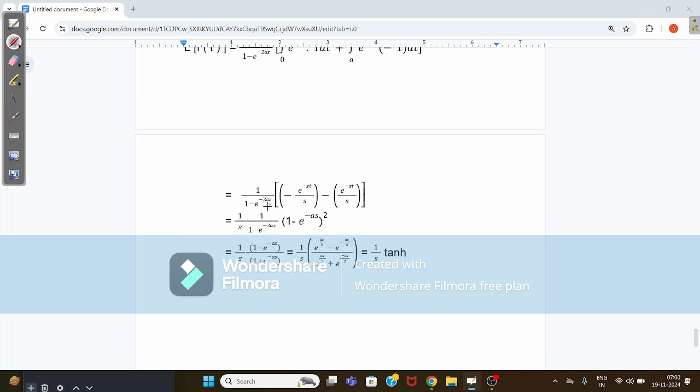What you will get here is 1 by 1 minus e power minus 2as times minus e power minus st by s, from 0 to a and a to 2a. So you will get 1 by s, 1 by 1 minus e power minus 2as, times 1 minus e power minus as whole square. This gives 1 by s times 1 minus e power minus as by 1 plus e power minus as. Dividing this, the whole value becomes tan h of as by 2. So the value is 1 by s into tan h of as by 2, which is the required answer we have.